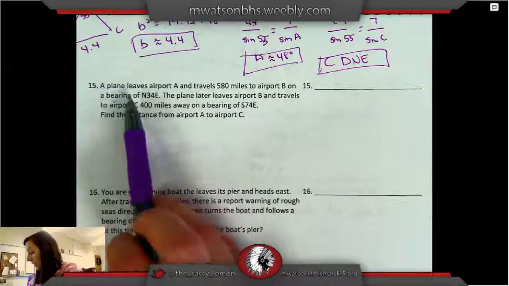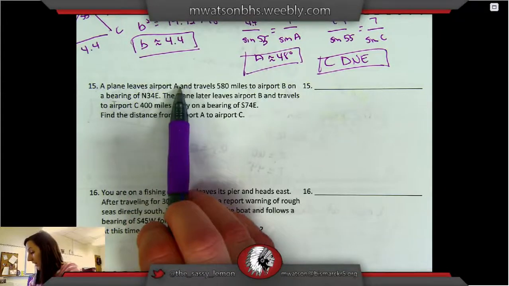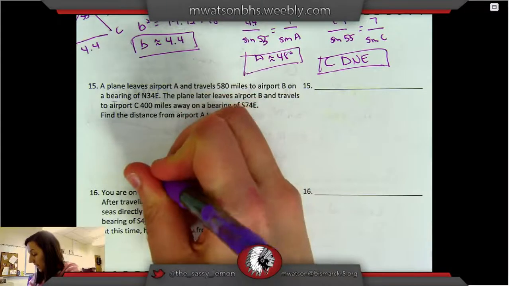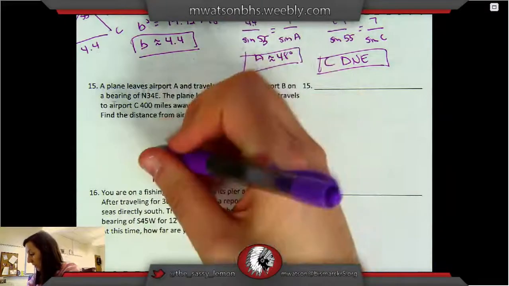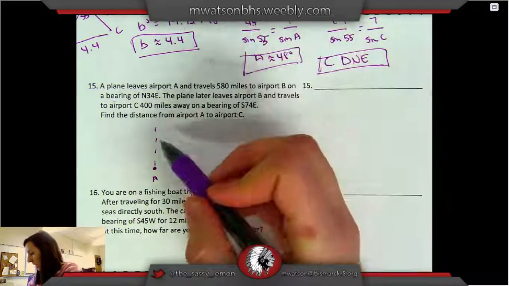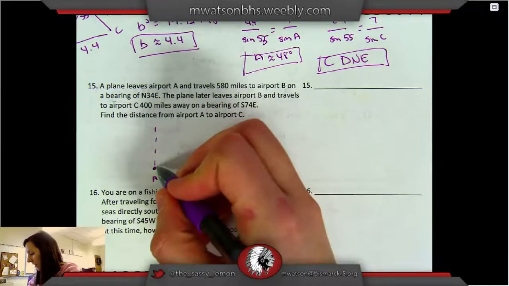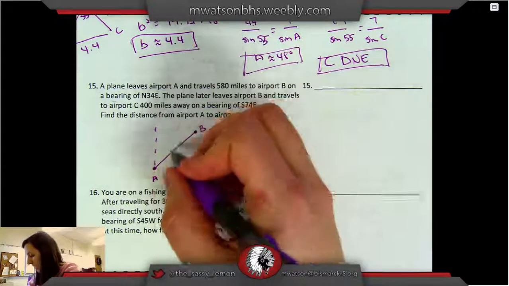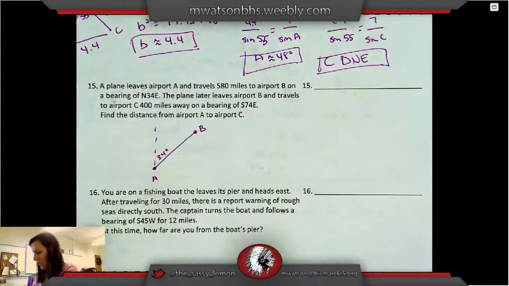So it says a plane leaves airport A and travels east of north. So if I put A right here, I know I'm going to be going up and to the east. So that's in this direction, and that's where B is going to be. And it said my angle for my bearing was 34 degrees.